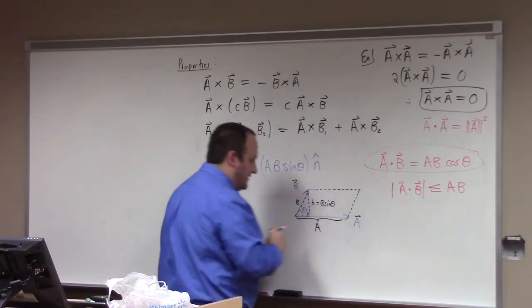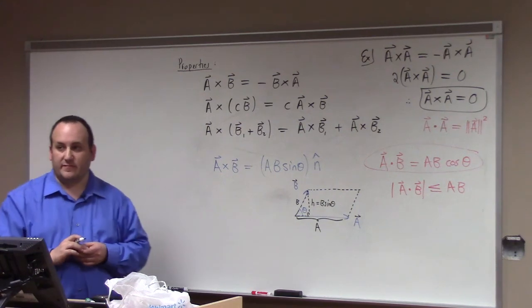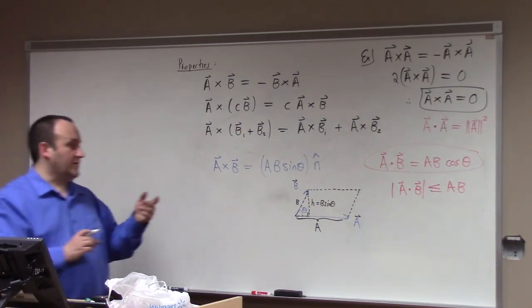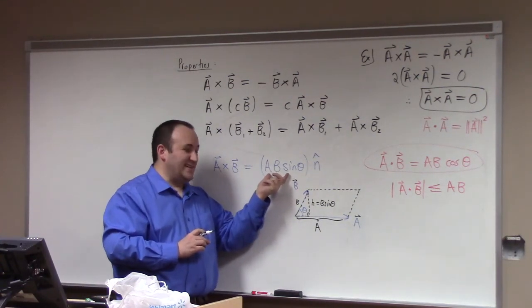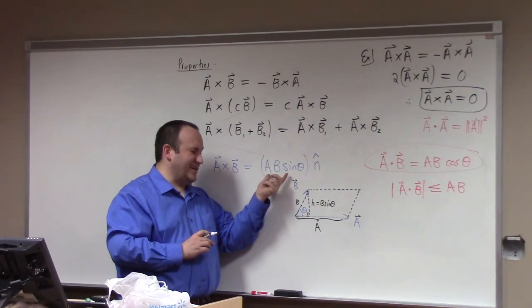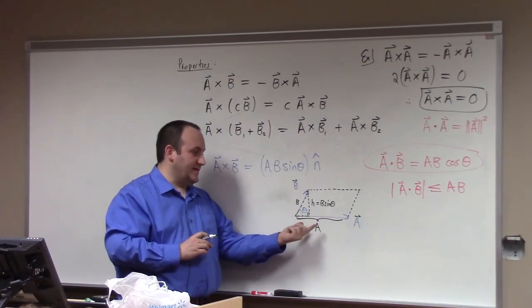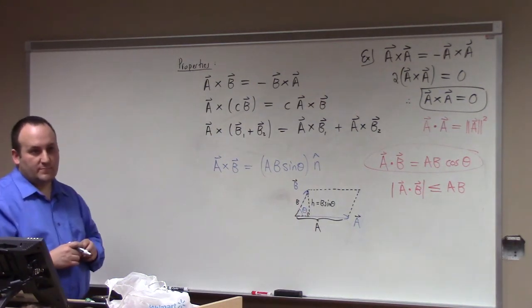That's the magnitude of A, the length, right? What's the area of a parallelogram? It's the base times the height, right? So the significance of this factor right here is that the magnitude of the cross product is the area of the parallelogram with sides A and B vector. So that's kind of neat.